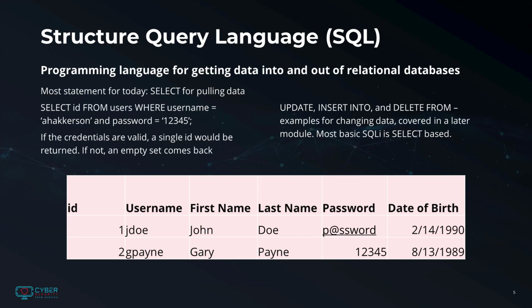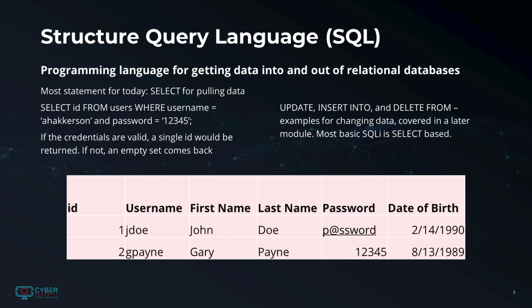So the engine would go in and say, okay, I'm iterating down each row and I see if those two columns, username and password, are equal to the values that are set. And in this case, this is clearly some sort of authentication check. If the credentials are valid, an ID comes back, and if not, then the system says, nope, we don't have anything.